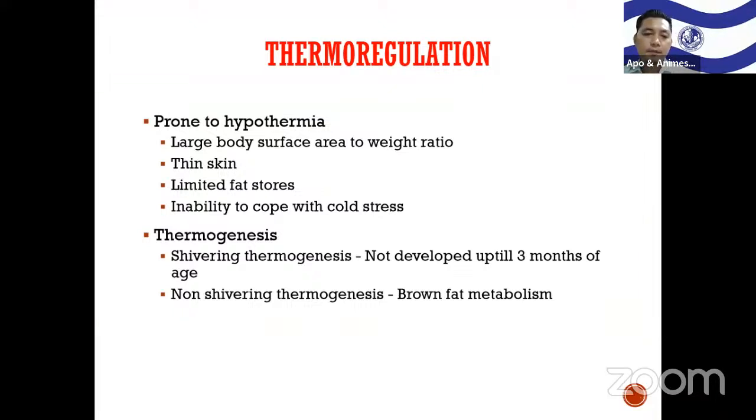In thermogenesis, the shivering thermogenesis is not developed until 3 months of age. Therefore, the primary source of thermogenesis in children is non-shivering thermogenesis, which is by brown fat metabolism.